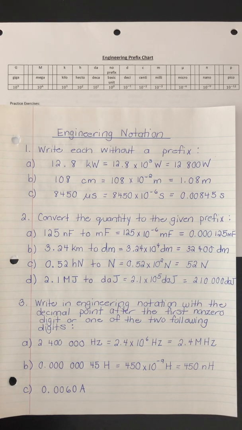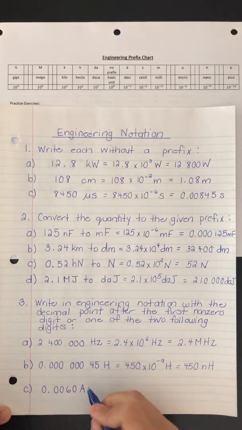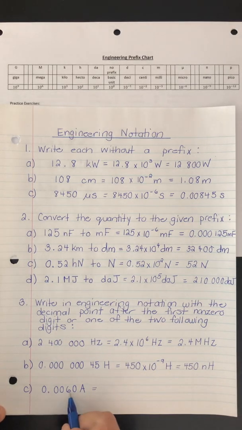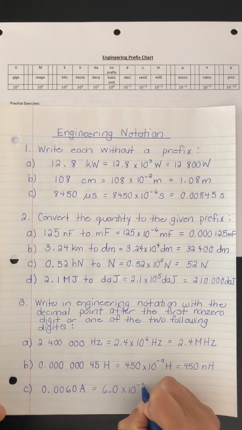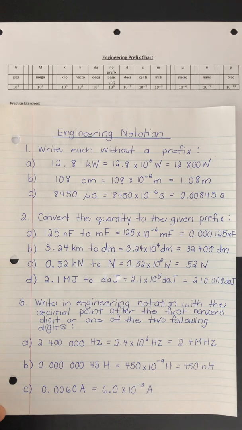Part C. If we move only 1 to the right, not good enough, we'll have 0 out front. 2 to the right, not good enough, we'll have 0 out front. But 3 to the right will satisfy the instruction. So moving 3 to the right will give us 6.0 times 10 to the negative 3 amps.